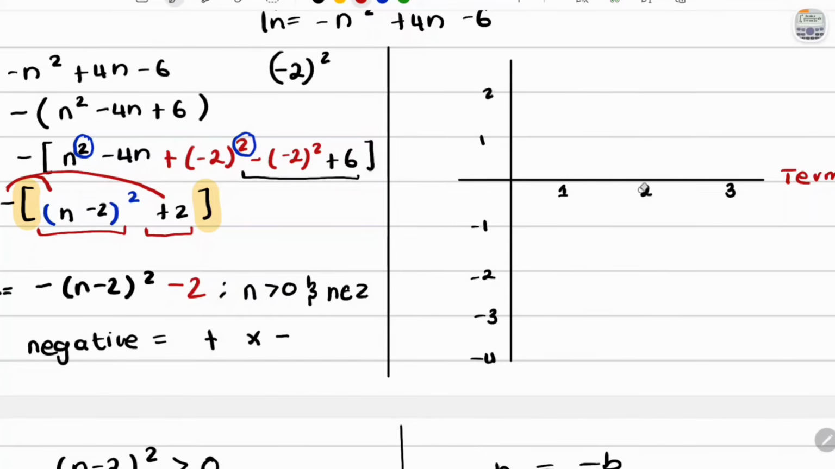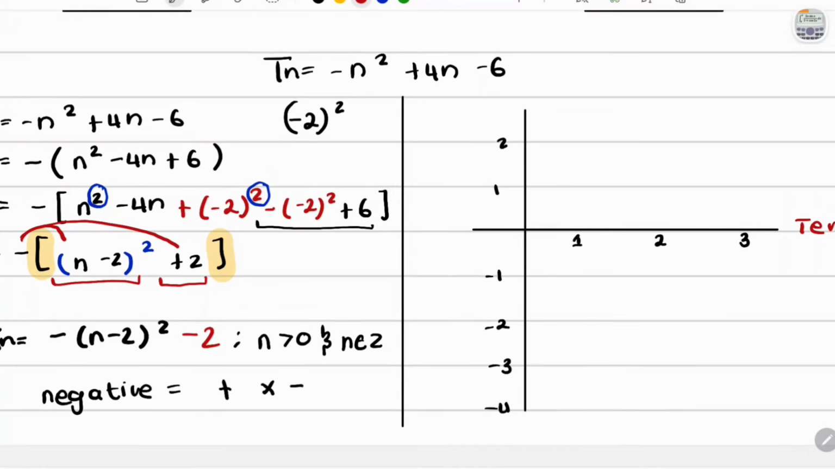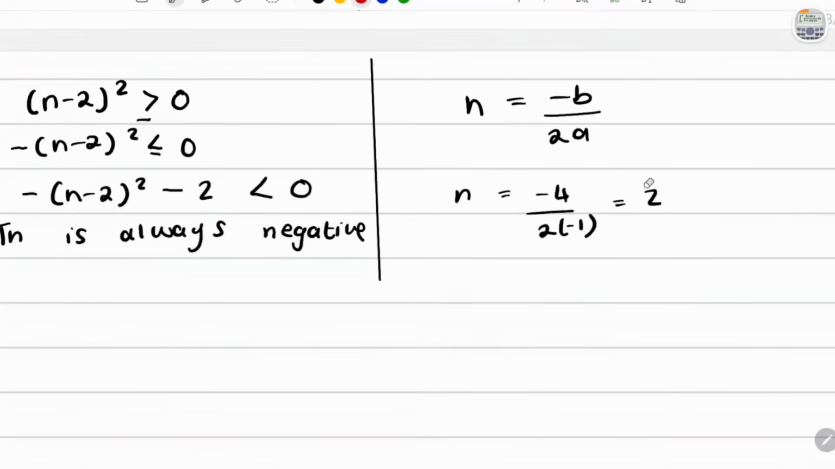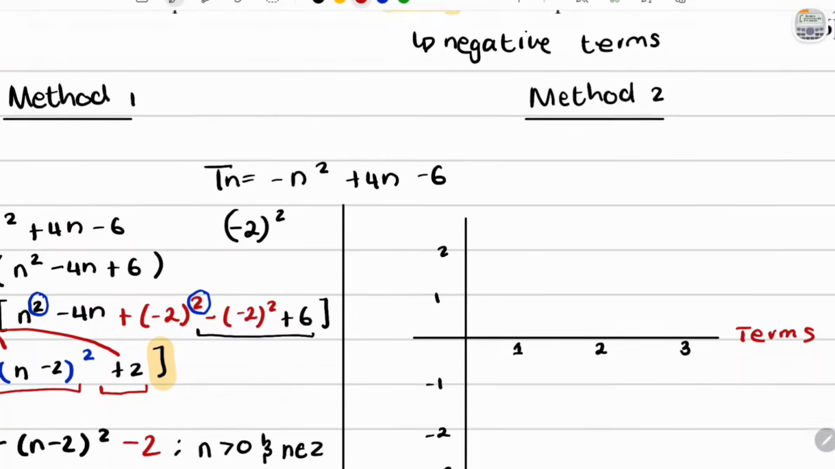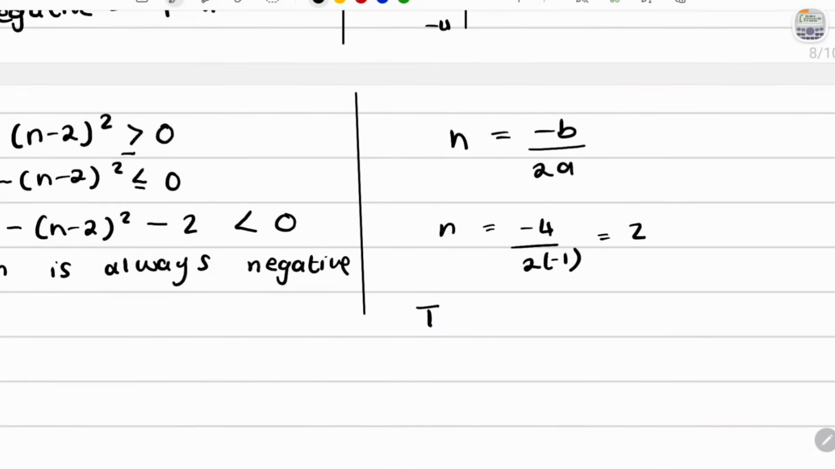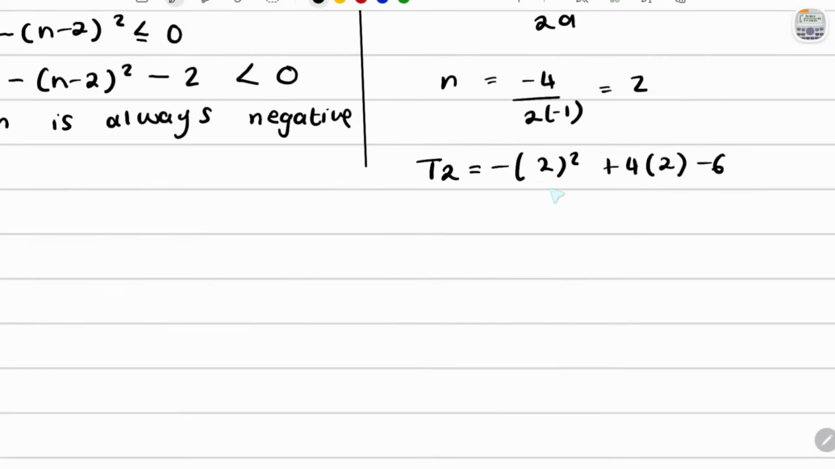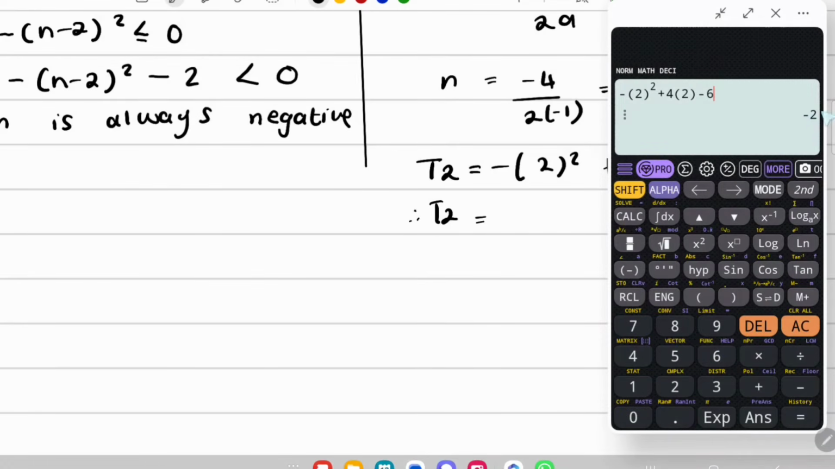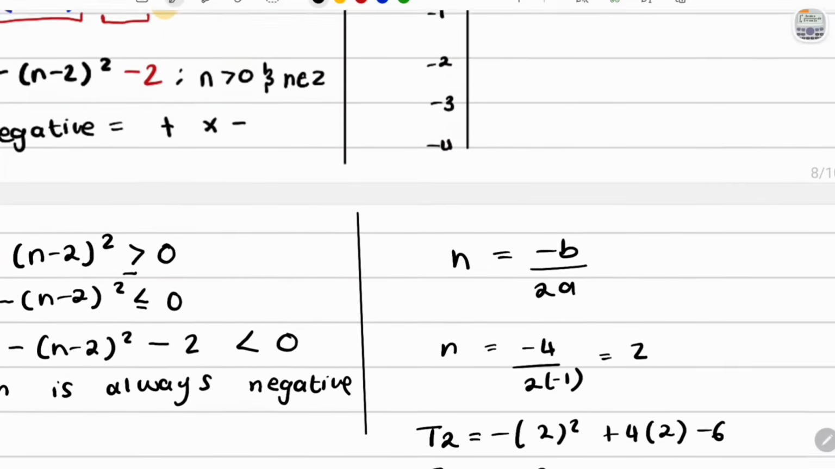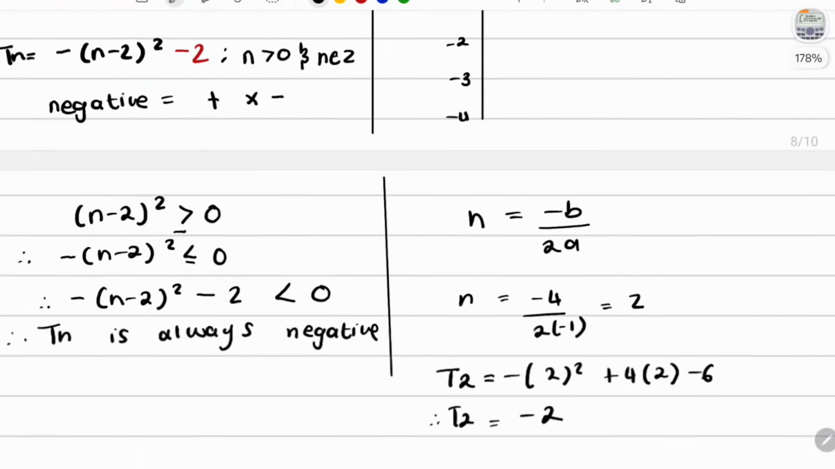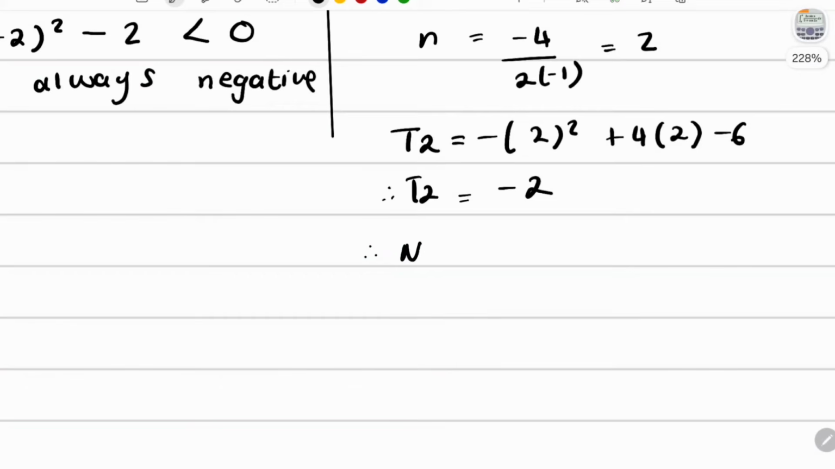But what we actually need is the y value of this. The y value we'll find by substituting that x value into the Tn formula. So what happens where n is equal to 2, which we would substitute like that? And we'll find out that T2 is actually equal to -2. So you see, the maximum is at -2. Let me actually just tell them that the maximum is -2.